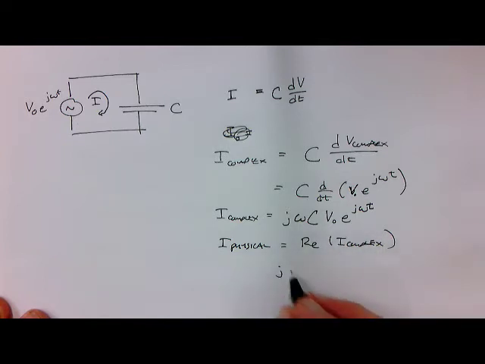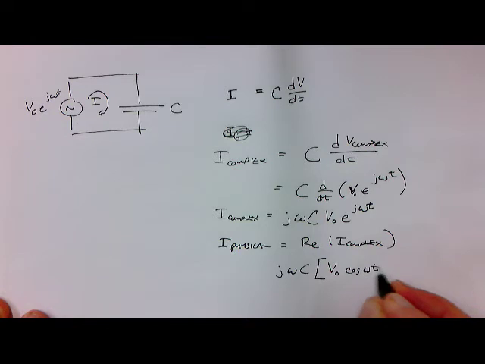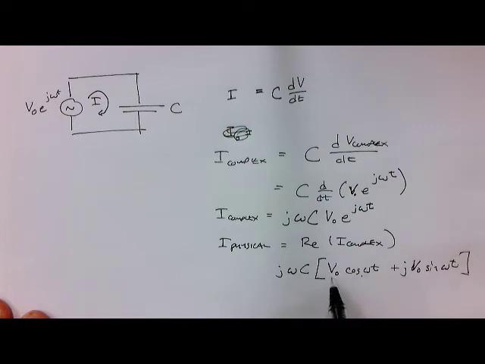Well, I've got j times omega times C, and then I'll use Euler's formula just to write this out: V naught times cosine omega t plus j times V naught times sine omega t, right? So when I multiply this out, what do I get? Well, I get a j times cosine omega t. The first term is actually imaginary, right? The second term, I get j times j, so I get a negative omega times C times V naught.